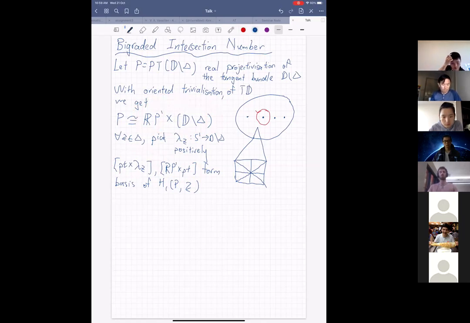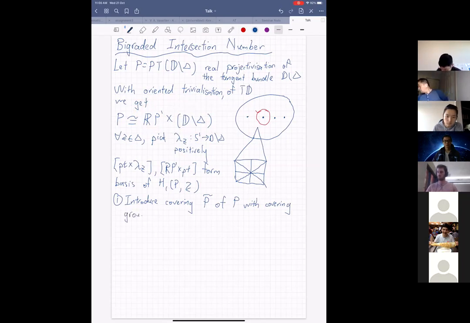So we haven't quite gotten the covering space yet. Now we want to introduce a covering space of this. This is the battlefield for us, the place where we do the bigraded calculation. So this covering should be a Z cross Z covering, with covering group Z cross Z.